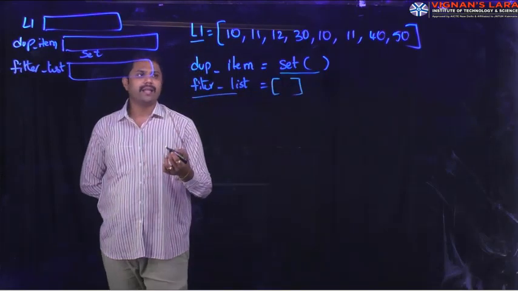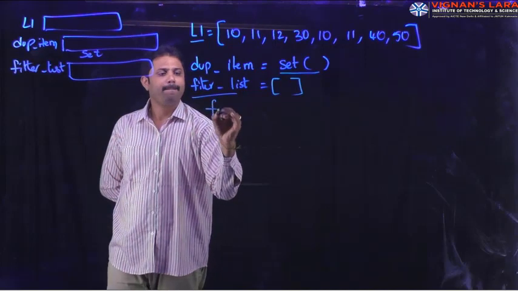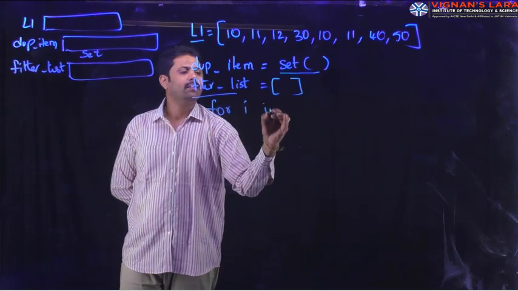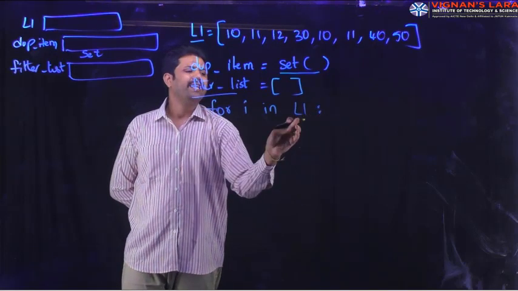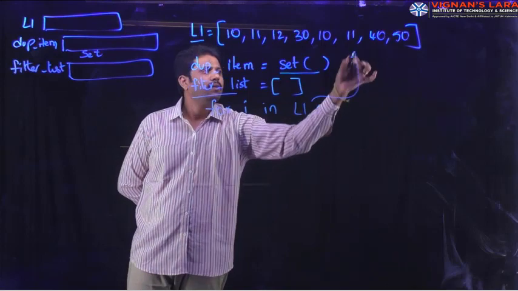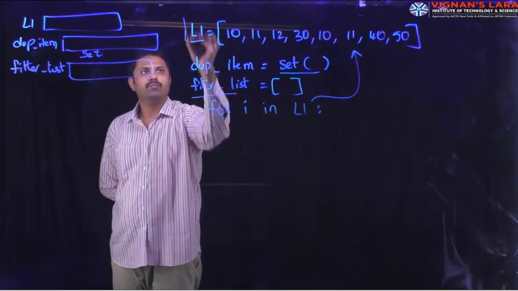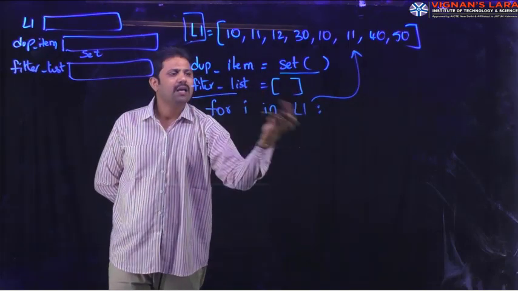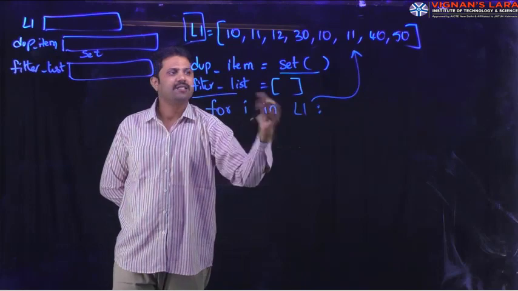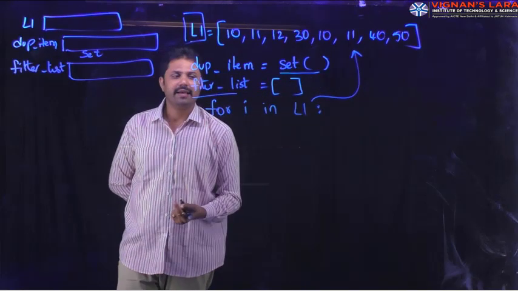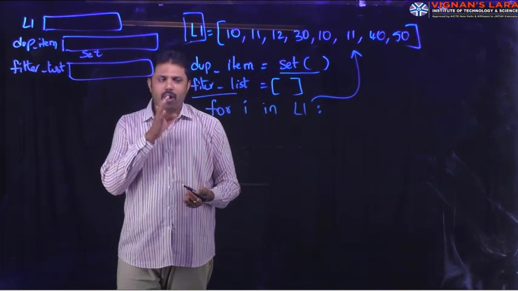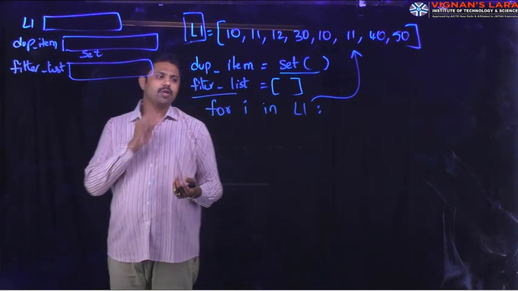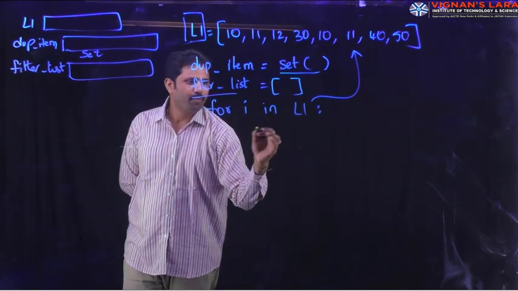Now we are going to take the first for loop. For i in L1. What is L1? L1 is nothing but the list that we have. Initially you are going to pass the values one by one to i, that means 10, 11, 12, 30, like this. So you are going to check whether the item is repeated or not. That is the condition. For that I am doing one procedure.